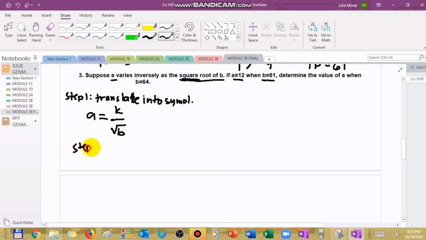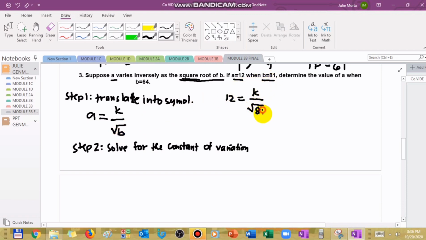Step 2. Gagawin, compute, solve for the constant of variation. Paano? So, gamitin mo to, magiging A, yung A daw, magiging 12. That is equal to K, wala pa. So, dito yung sinusolve natin muna, over square root of B. Itong B, ito siya, so 81. So, this is over 1, cross multiply.